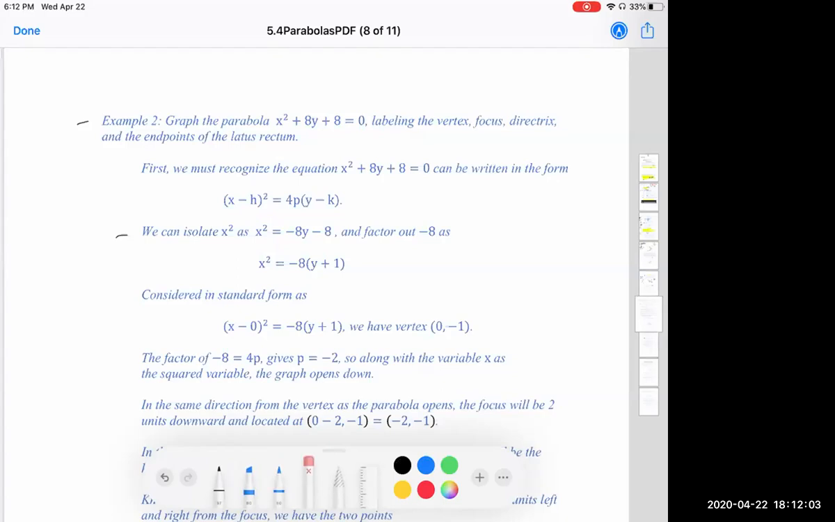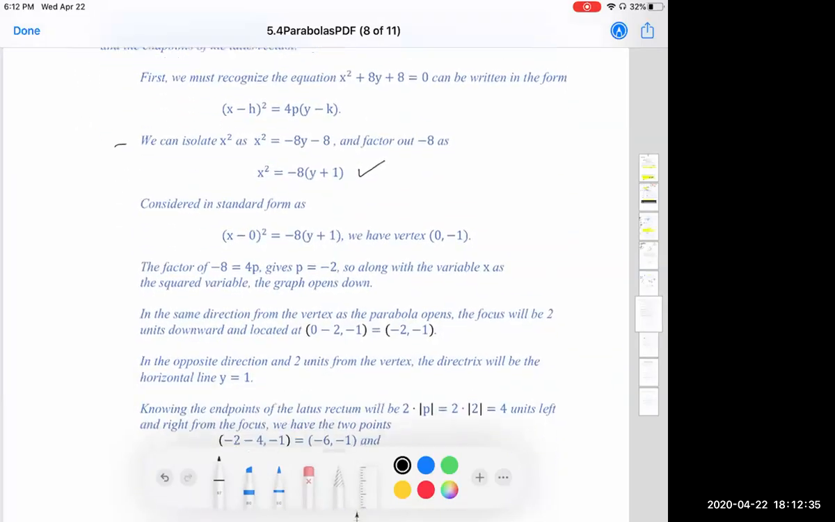All right, we'll factor out an 8 for our second terms here, our other side, because we want to get y minus a number. We want y by itself. So to get y by itself, I have to divide it by a negative 8. All right, so this is what we have so far. X squared is equal to negative 8 times y plus 1.